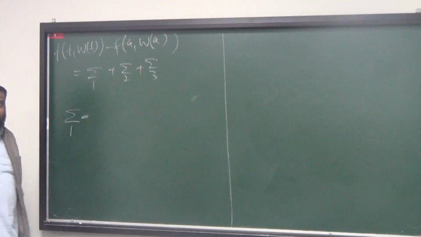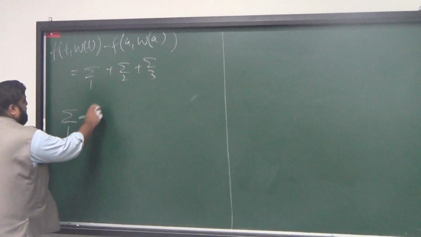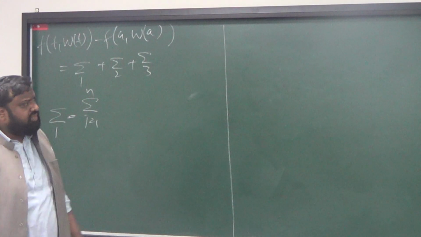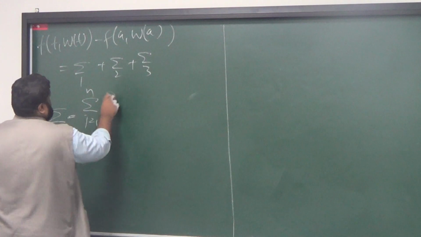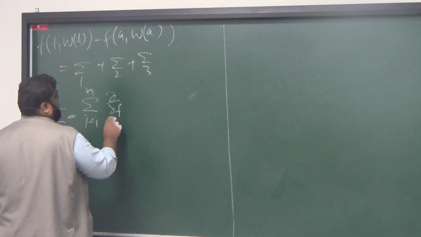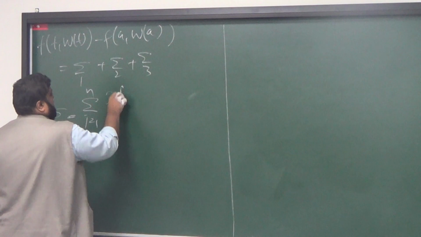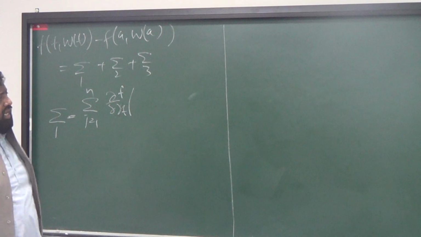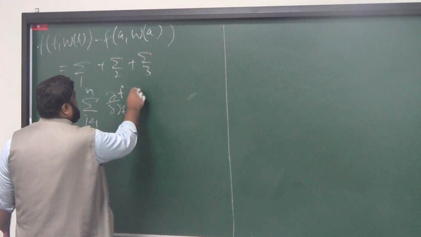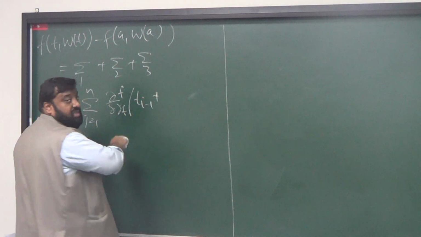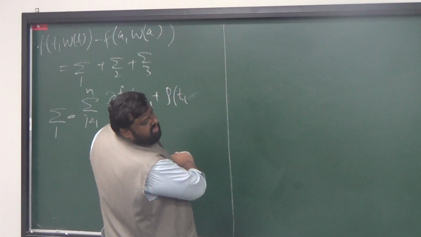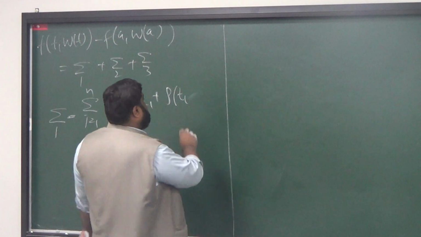So what would be the first sum? If I write it explicitly, the first sum is a sum that goes from i equal to 1 to n of partial f by partial t of s plus rho times (t_i minus t_{i-1}), where s is t_{i-1}, right?